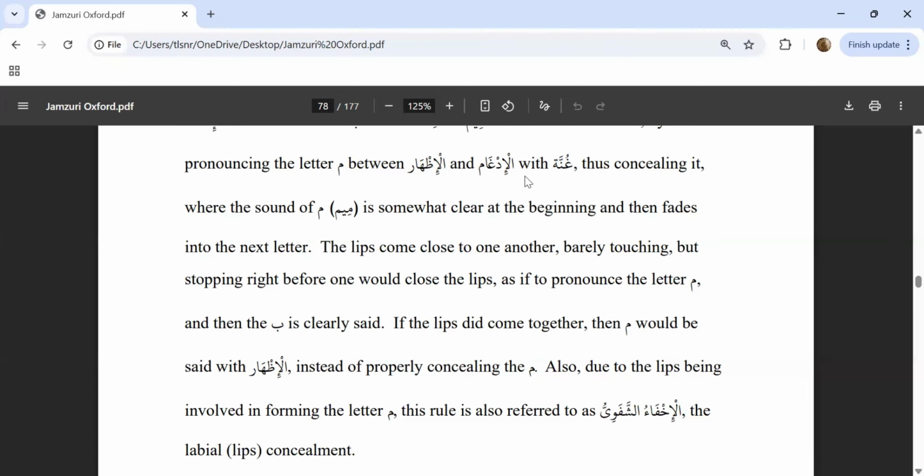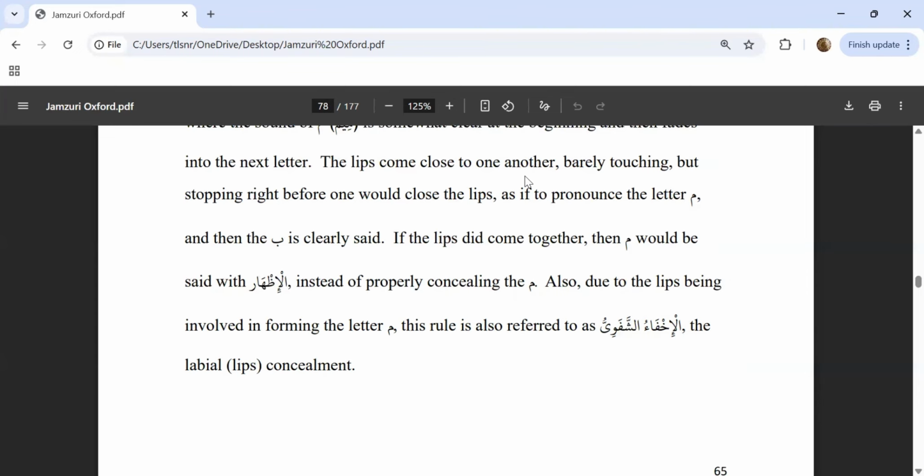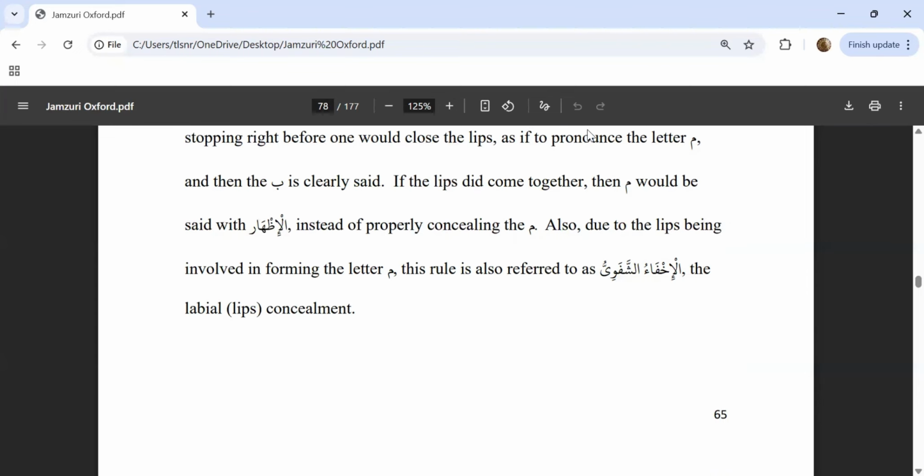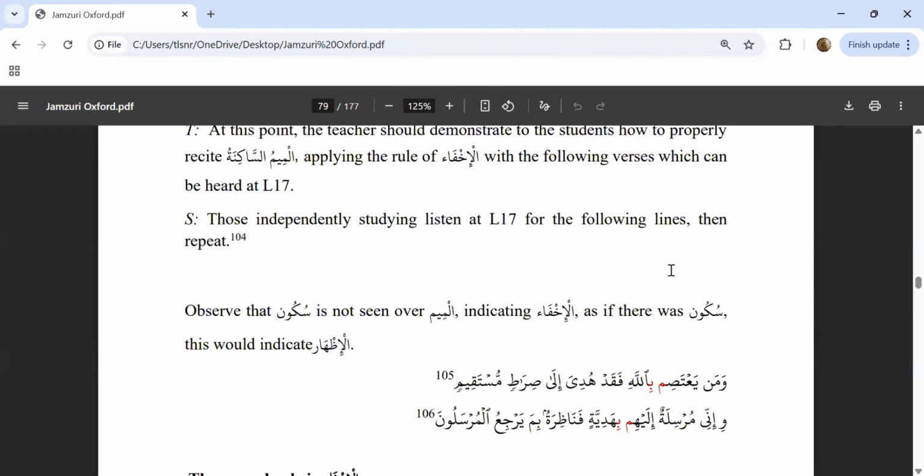And then the ba is clearly said. So if the lips did come together, then meem would be said with idhar instead of properly concealing the meem. And also, because the lips are involved in forming the letter meem, this rule is referred to as al-ikhfa al-shafawi. That just means the labial, or the lips, concealment. So just to be aware of that as well.